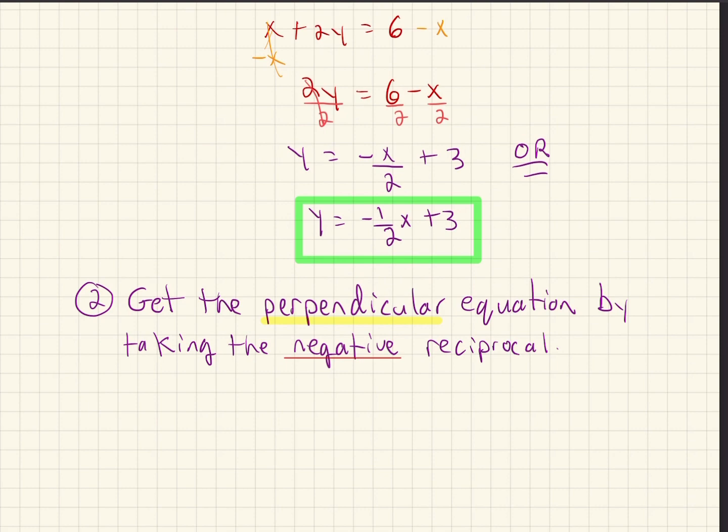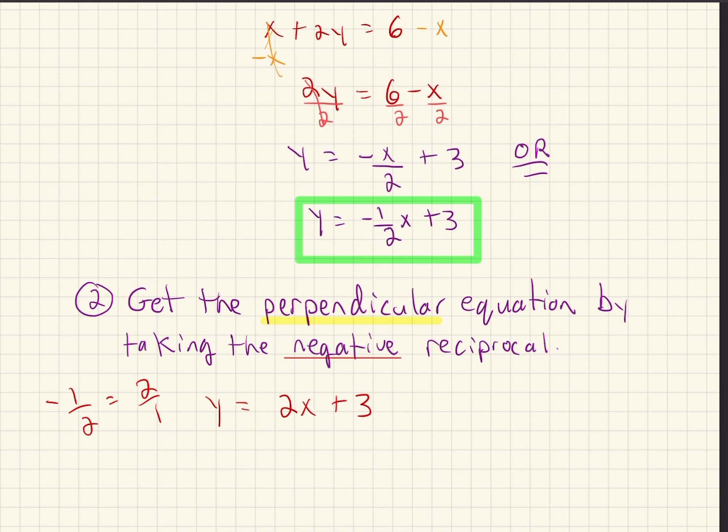Once we've got our line into slope-intercept form, we're going to get the perpendicular equation by taking the negative reciprocal of that slope. So this number over here. So instead of writing negative 1/2, we're going to go y is equal to positive 2 over 1 x plus 3. Or you could simply just write 2x plus 3. And I'll write that a little bit bigger here. It's the same thing. And remember, the negative reciprocal of a negative 1/2 is going to be just positive 2 over 1, right? Because the negative of a negative is a positive.